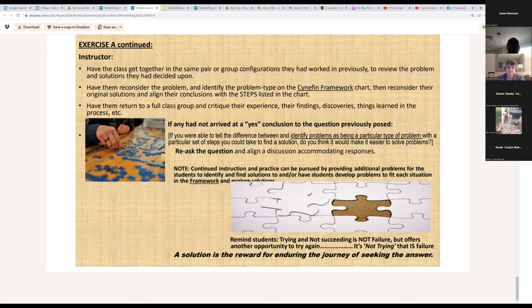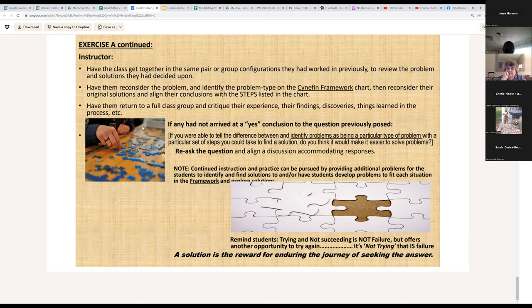So now the class gets together in the same pair or group, and reviews the problem and the previous decisions that they had come up with, and then reconsiders the problem and identifies it as somewhere on the four types of the framework. Then they go back together as a full group and discuss the results. If anyone had not answered yes to the question posed earlier, whether you were able to tell the difference between and identify the problems as being a particular type, re-ask the question. See if anybody has gone from a no to a yes. And if not, then more instruction may be needed, because the answer should be yes.